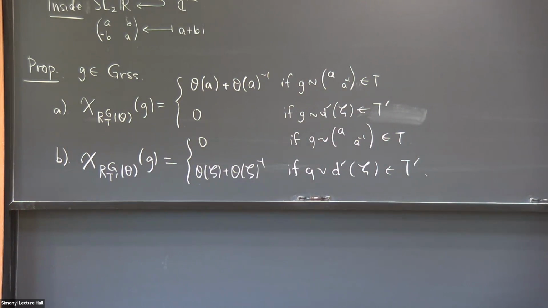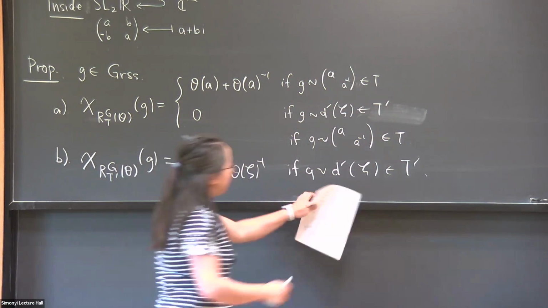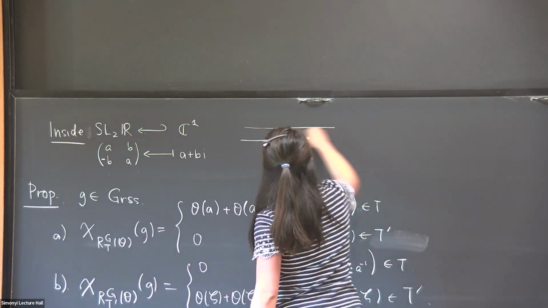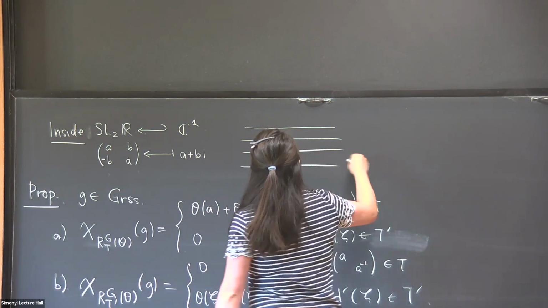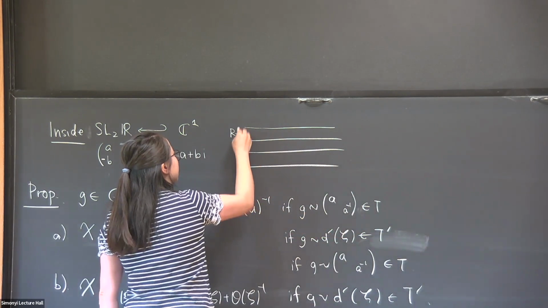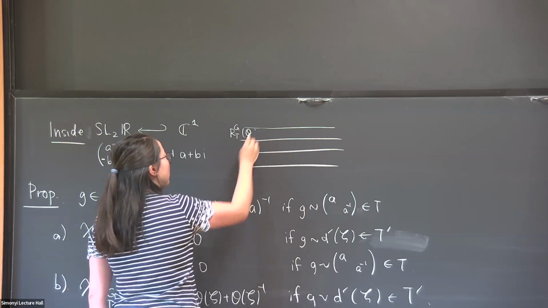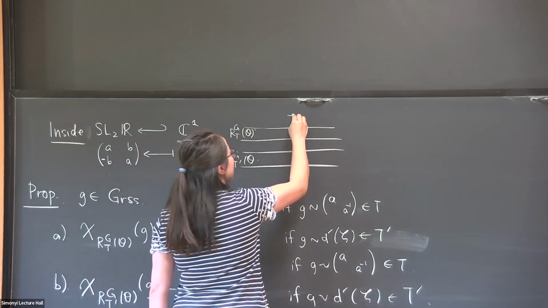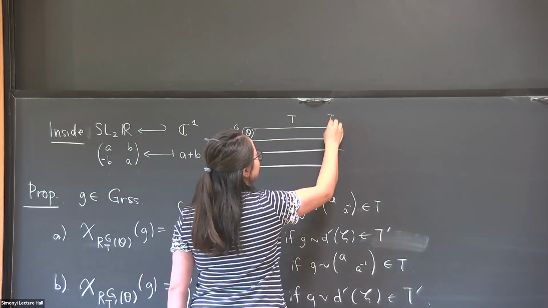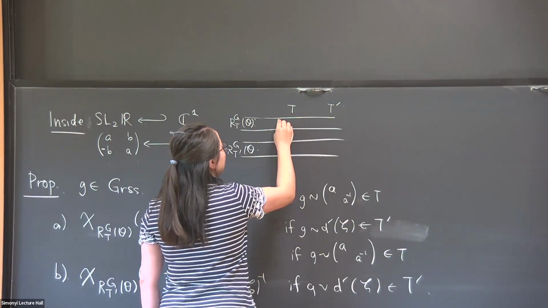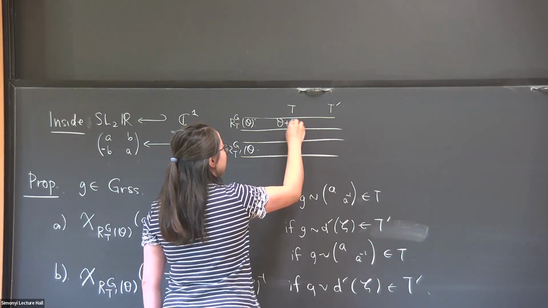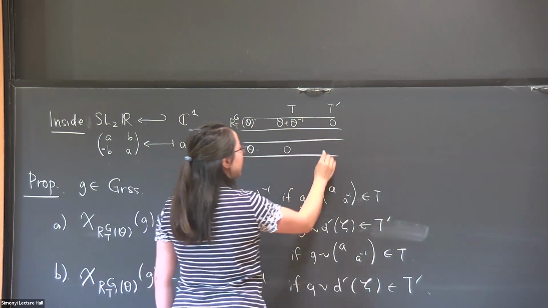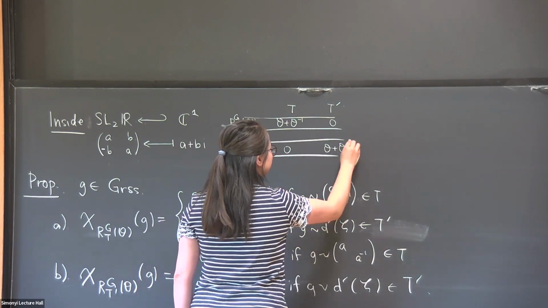So this was on our character table. Our character table had a bunch of representations like this. And then at some point there was an RT G theta. At some other point there was an RT prime G theta. And then at some point there was stuff on T, stuff on T prime. And then this result says that you have theta inverse here. You have a 0 here. Over here you have a 0, and then you have a theta plus theta inverse here.